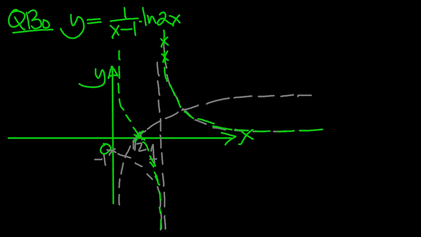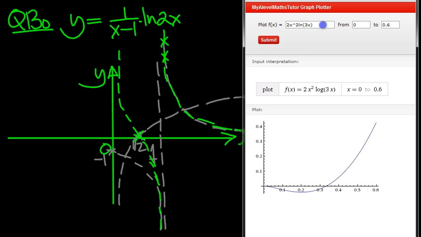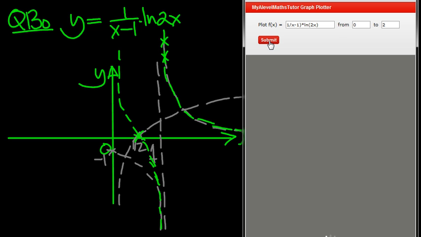So let's have a look at the plot then, see if we're on the right track here. Doesn't look like we need to find any turning points, does it? So we want 1 divided by bracket x minus 1, close bracket, times, I'll put an asterisk this time, ln of bracket 2x, close bracket, and we'll do from 0 to say 2, and have a look at that first. So let's have a look at the plot then.